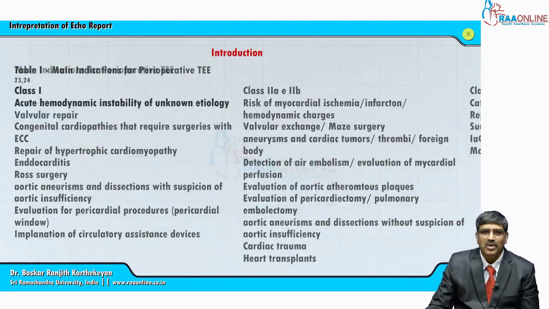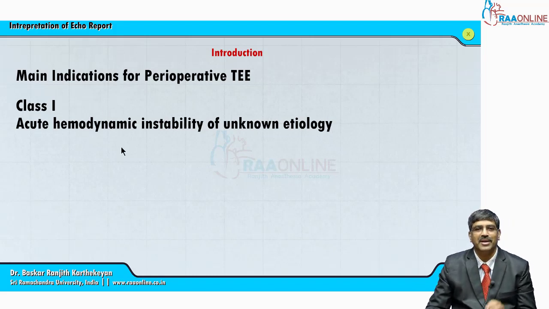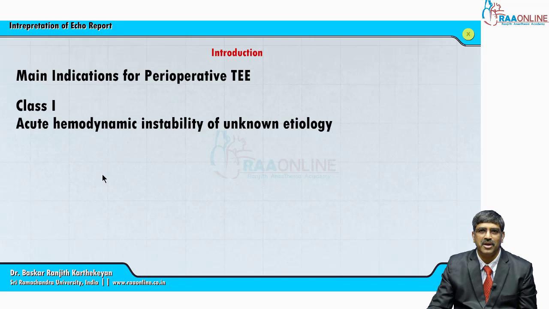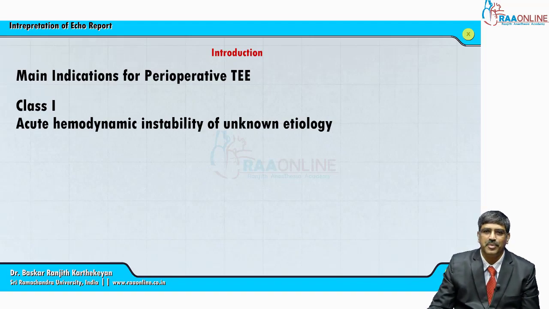Why do you have to know about echocardiogram? The classical class 1 indication for a perioperative echocardiogram is acute hemodynamic instability. As an anesthesiologist who anesthetizes any case, you might face this situation. Hemodynamic instability can happen very frequently, and sometimes you may not know the etiology. At that time, echocardiogram will come in handy for the diagnosis. At that time, you can't say I have no knowledge about echocardiogram. So you should have a basic minimal knowledge of echocardiogram in the perioperative period.